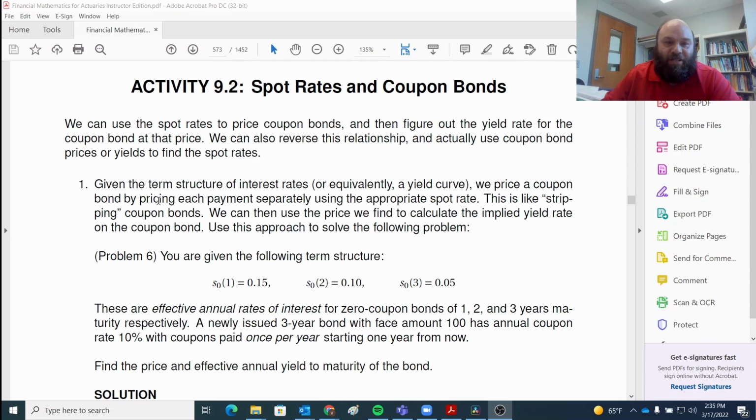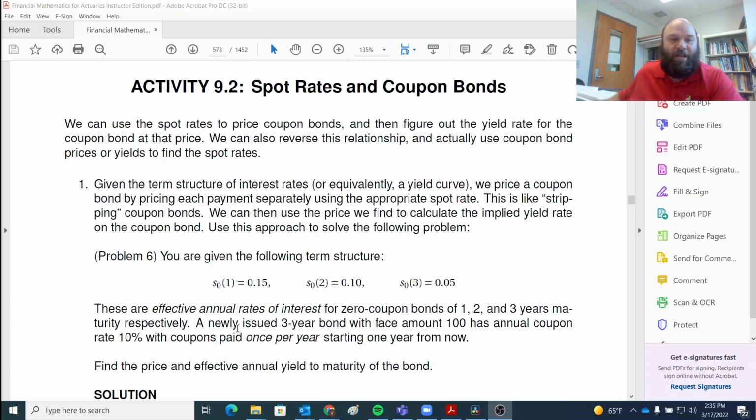So let's say we're given the term structure we're staring at, right? The 1 year spot rate is 15%, the 2 years 10%, the 3 years 5%. So you might notice this is an inverted yield curve. It's always worth making those observations. As I noted in the problem, these are effective annual rates of interest for zero coupon bonds.